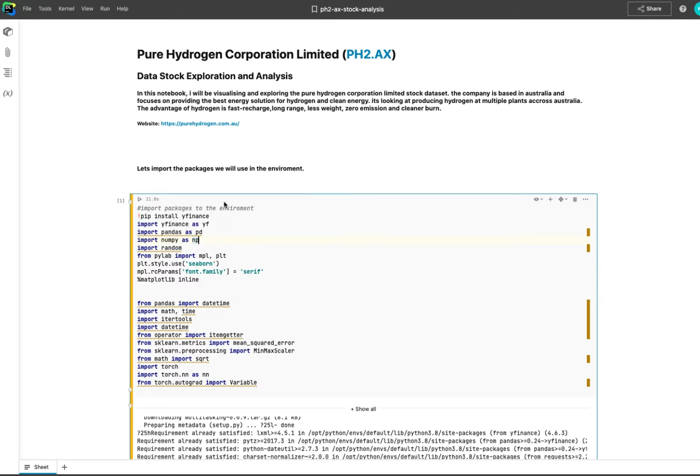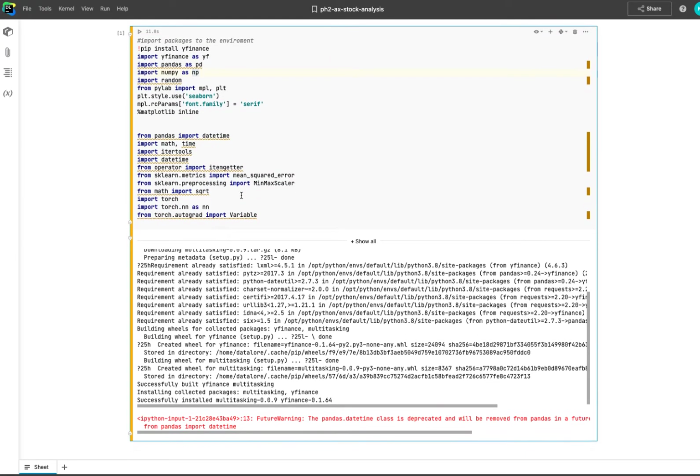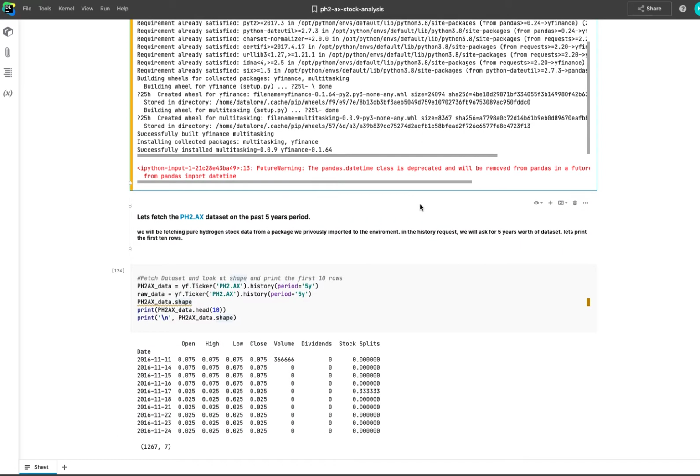So let's import these packages to the environment. I did import it before because I trained the neural network, which I'm going to show you later. So then we'll go ahead and fetch the data, which the symbol is PH2.AX. AX stands for Australia dataset because it's an Australian company, and for the past 5-year period. And we'll go ahead and put that in our environment.